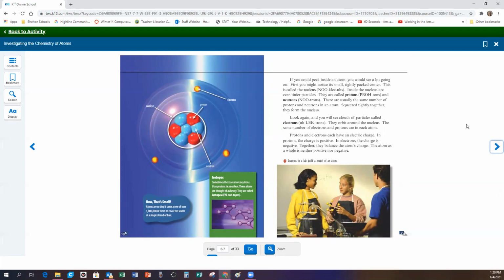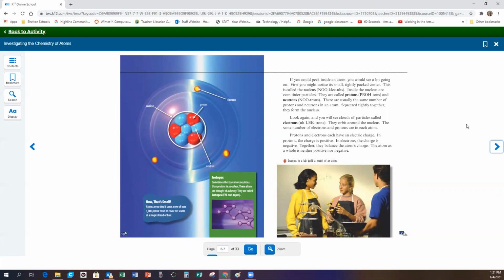The same number of electrons and protons are in each atom. Protons and electrons each have an electric charge. In protons, the charge is positive. In electrons, the charge is negative. Together, they balance the atom's charge. The atom as a whole is neither positive nor negative. Atoms are so tiny, it takes a row of over 1 million of them to cover the width of a single strand of hair. That's how tiny they are.